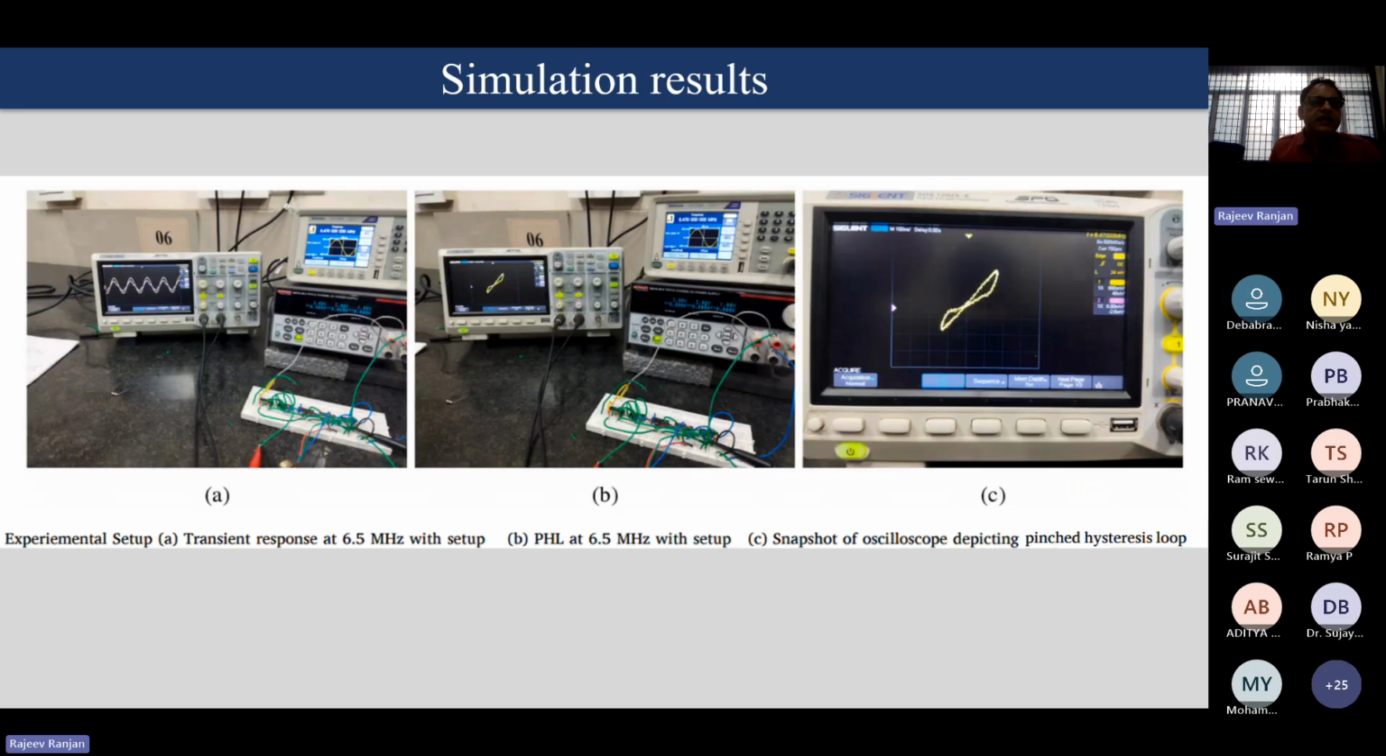This is the experimental setup. Transient response at 6.5 kilohertz with the setup, and the PHL at 6.5 kilohertz with the setup, this one, and this snapshot of the oscilloscope depicts the pinch hysteresis loop. This we have done in our laboratory, using the available MOS.